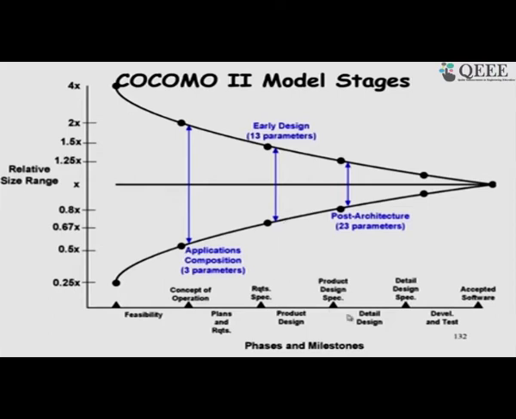And then as we proceed and complete the design stage, we have fairly good idea about the code size, and here we use lines of code, and also many more aspects of the software project becomes clear. So, we consider here 23 parameters in the post architecture model, and we get highly accurate estimate.